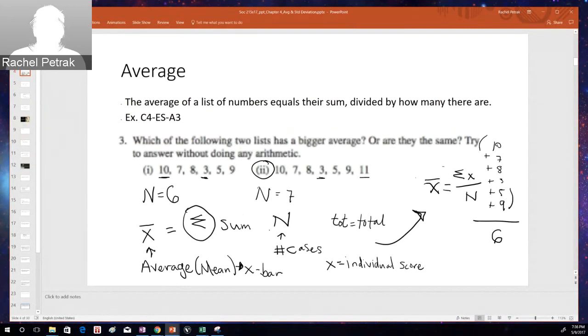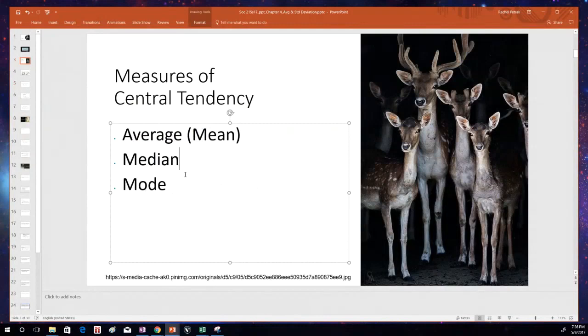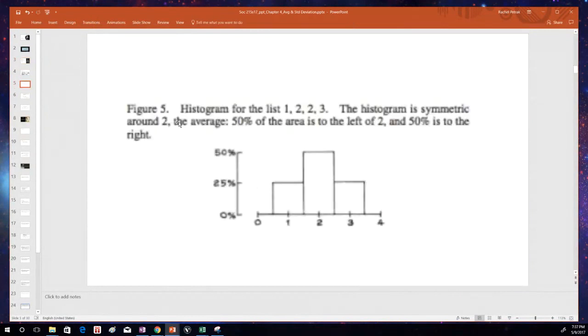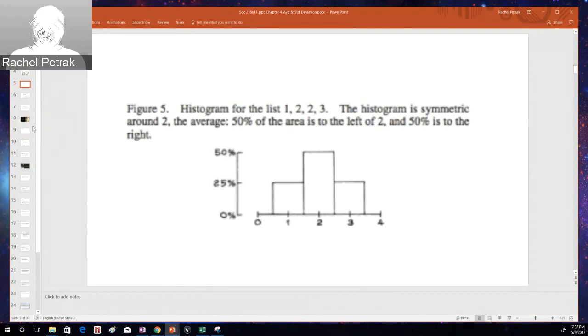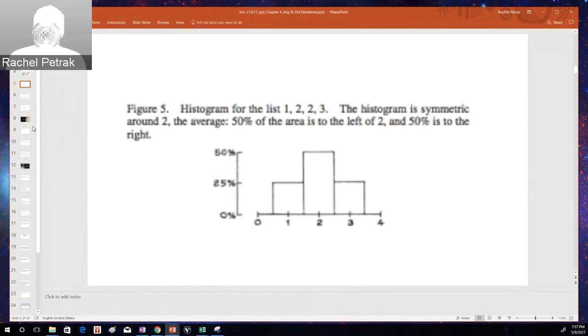Next, let's jump back for a minute and talk about these other measures of central tendency briefly, although we won't use them as much as the mean. We will use them occasionally. The median is simply the point at which 50% of the scores are below and 50% of the scores are above. And the mode is the most common score. And we're going to apply these in a couple of examples briefly. Here we have a histogram for this list of data with the points 1, 2, 2, and 3. So there's only an N of 4.